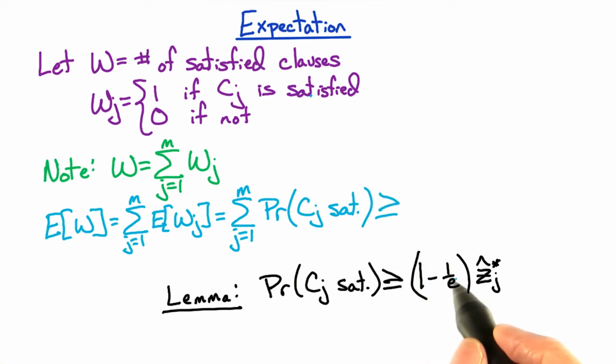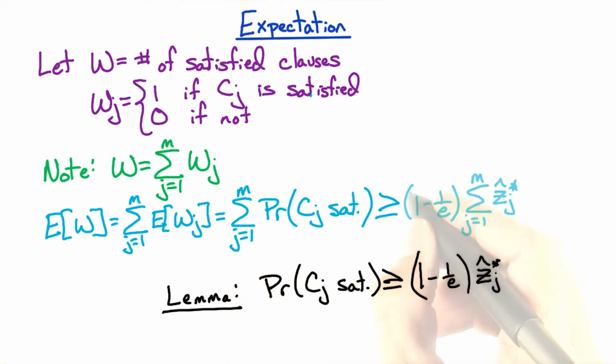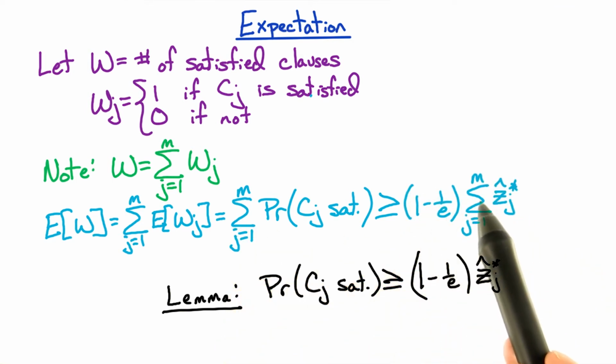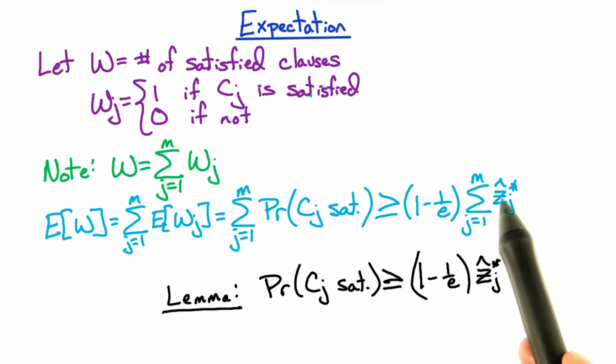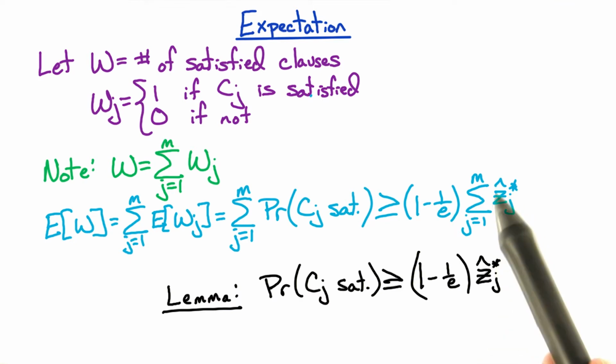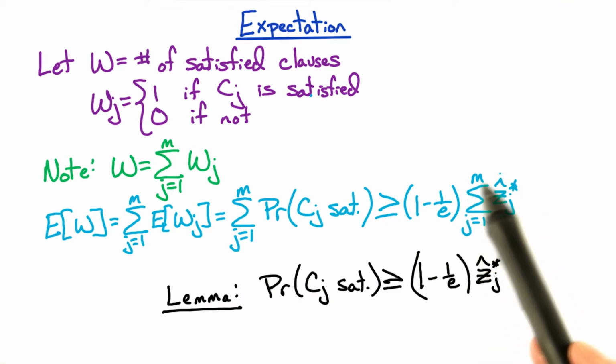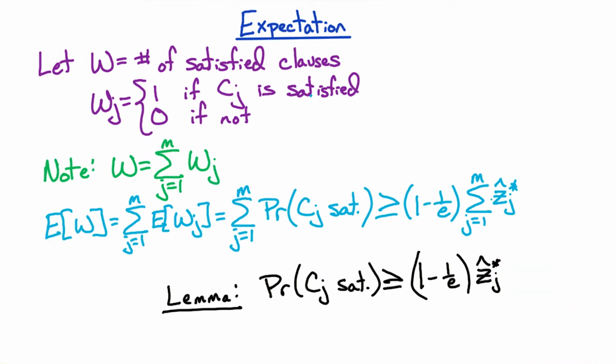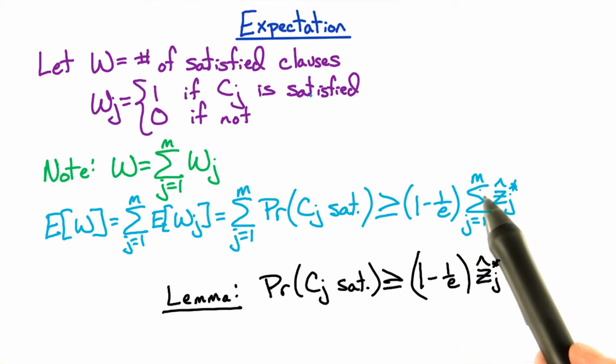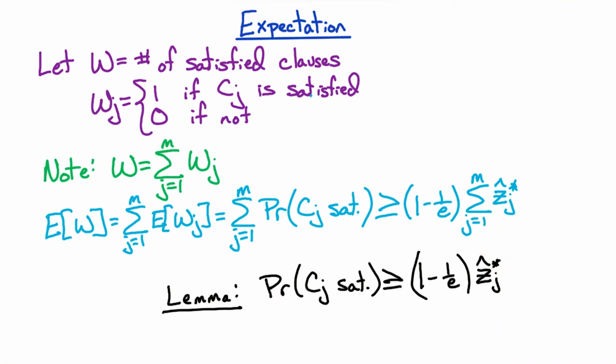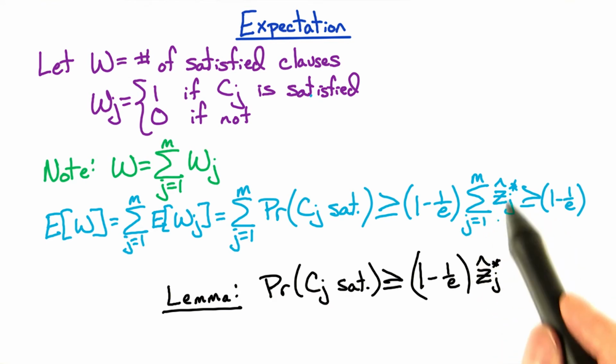So we can take this 1 minus 1 over e outside of the sum. So we have 1 minus 1 over e times the sum from j going from 1 to m of zj hat star. Now what is this quantity? This is the value of the objective function for the linear program. What do we know about the linear program versus the integer linear program? Well, the linear program is at least as good as the integer. So this value of the objective function is going to be at least the value of the optimal for the integer linear program. So this is going to be at least 1 minus 1 over e times this value for the integer linear program.